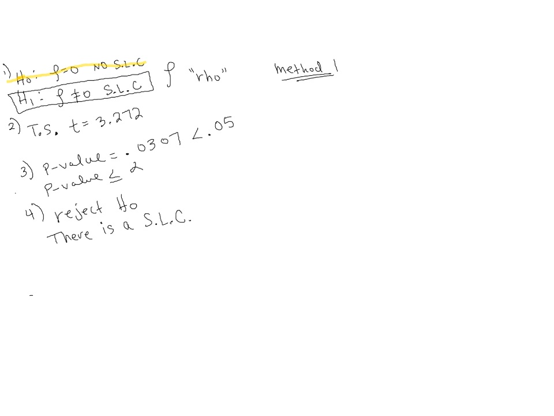There is significant linear correlation. And only when there is a significant correlation can you use the regression equation to make predictions. And the regression equation, that was already given to you.